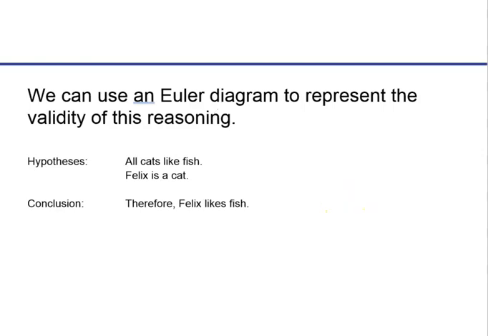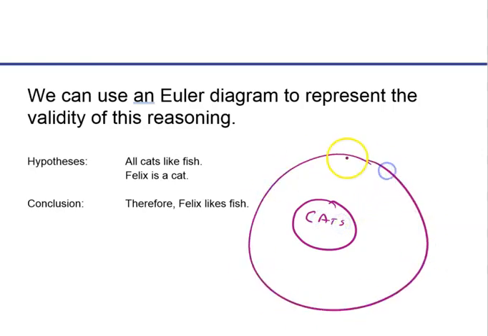Get my pen working again. You draw a circle to represent that all cats, this is my cat circle, like fish. Okay? Now, anytime you have an all statement, it means you have a circle inside another circle, because all of these cats fit inside the like fish circle. Okay, now let's look at the second hypothesis. I'm going to change colors on you.